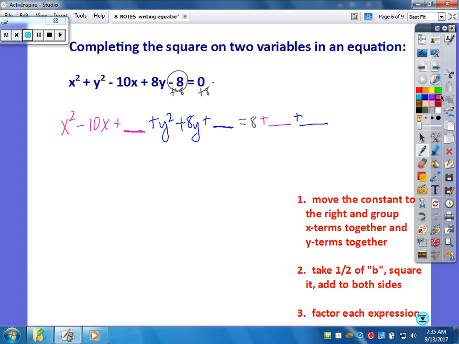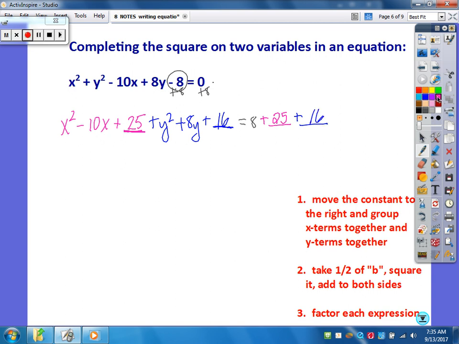So whatever number I decide goes in that space, I have to add that to both sides of the equal sign. Alright, so just like in the slide before last, we take half of this term and square it. So half of 10 is 5, 5 squared is 25. So I add 25 to this pink space here. I add 25 to this side, because whatever I do to one side, I have to do to the other. For this one, half of 8 is 4. 4 squared is 16, so I'm going to add 16 to both sides.